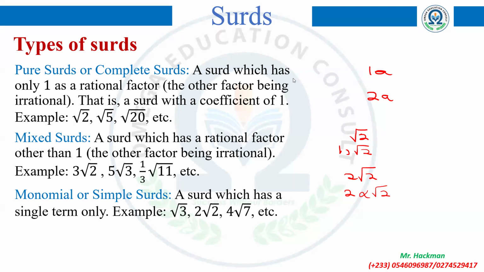Yes, please. So it means if you know the pure set, indirectly you know the mixed set. Another way of stating the mixed set would be a set with a coefficient of not 1, or a set whose coefficient is not 1. So if you look at the coefficient of root of 2, it is 3, not 1. Root of 3, it is 5, not 1. Root of 11, it is 1/3. So none of the coefficients here is 1, making them what we call mixed sets. Is my point well made now?